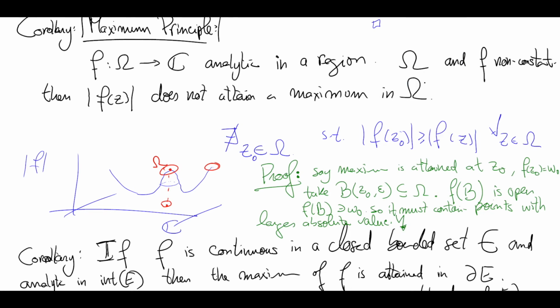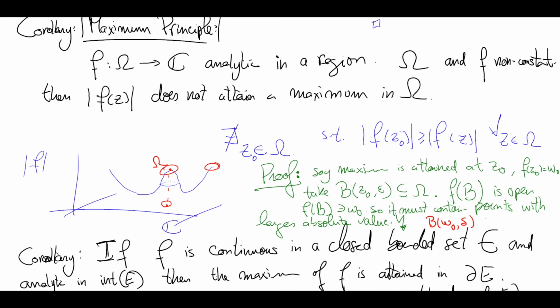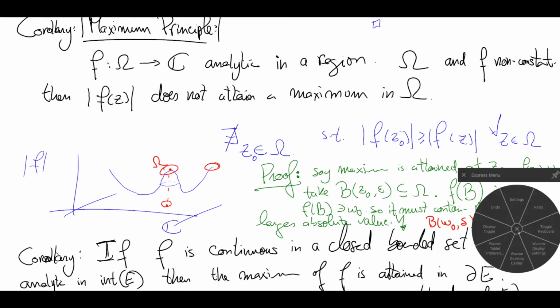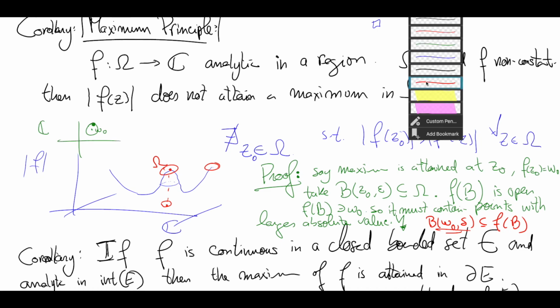Another way of saying this is that there must be some ball around w0 with radius delta that is contained in f of the ball, but this ball for sure contains points with bigger norm than w0. Proof by picture: if I take the complex numbers here and I have w0, and I take any ball around it, there'll be some other point that has bigger norm. Okay, so this is the proof. Sorry if I didn't make it clear enough earlier.